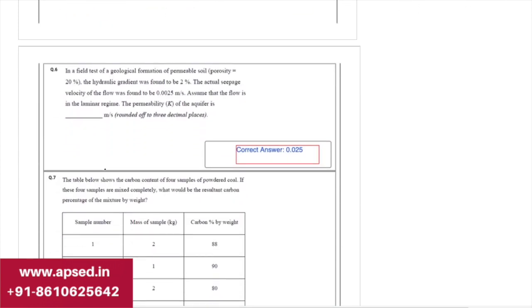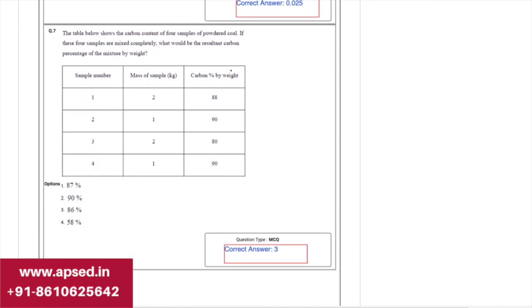Then, this is an easy question. Hydraulic gradient is given, porosity is given, seepage velocity is given, and it is asking for the permeability. So we have to use the relation V is equal to Ki, and for obtaining V, we have to use the relation Vs, seepage velocity, is equal to velocity of flow divided by porosity. Using these two relations, you can obtain the permeability here.